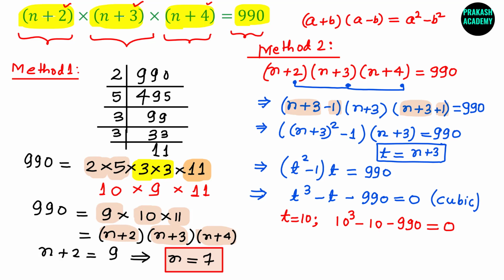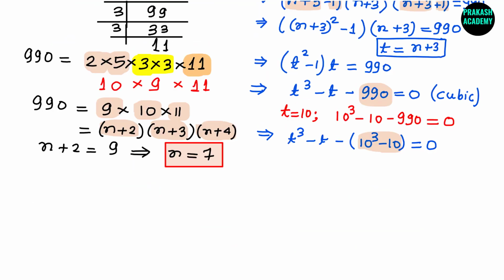So now I can rewrite this expression in terms of 10. So t cubed minus t, and this 990 can be written as 10 cubed minus 10, and this is equal to 0. So what we have done? We have re-expressed 990 as 10 cubed minus 10. So we can further simplify. In that case, we will have t cubed minus 10 cubed, and this will be minus t plus 10 is equal to 0.